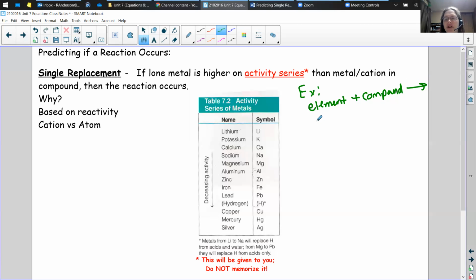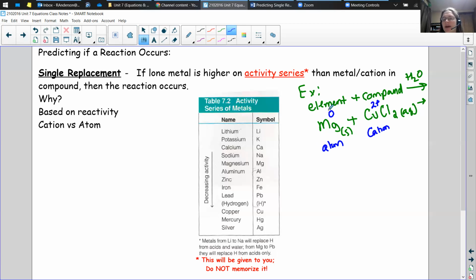Let's look at magnesium and copper 2 chloride, that would be CuCl2. Magnesium is in its elemental form, so it's a solid. We are going to assume all of these occur in water for these single replacement reactions, so the copper 2 chloride is aqueous. Magnesium is in its elemental form, so this is an atom with 0 charge. But copper here is the cation, and it has a +2 charge.